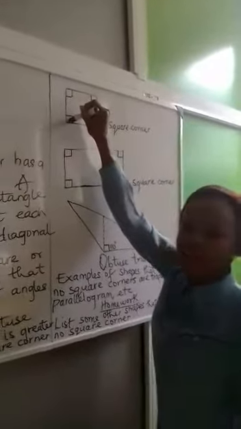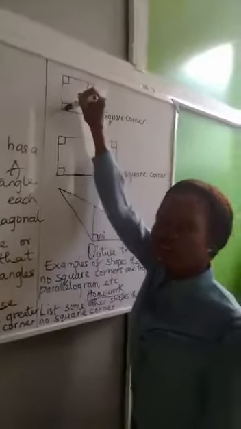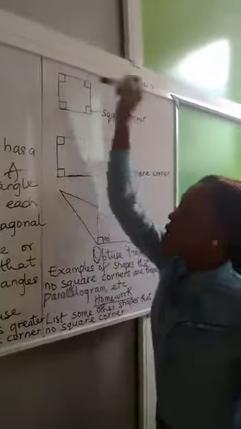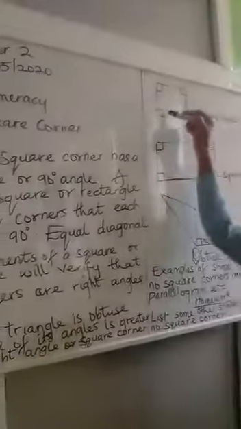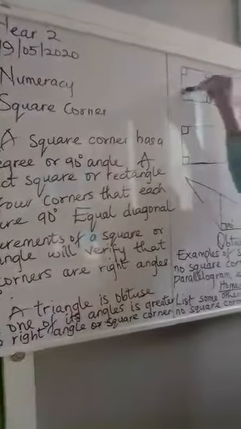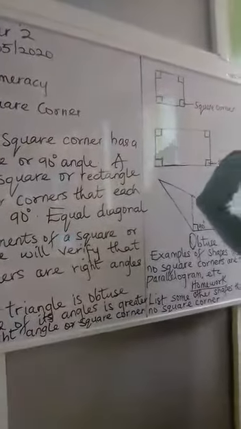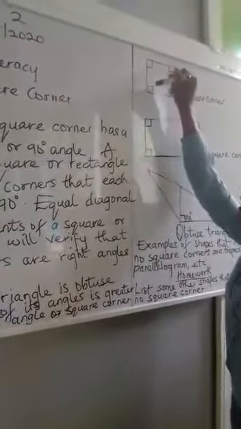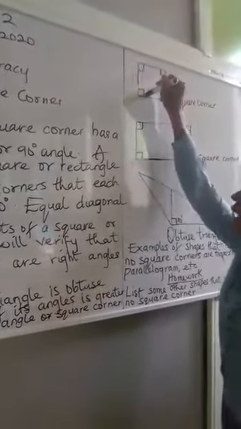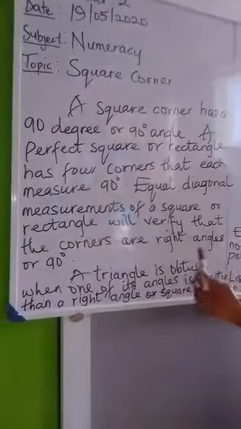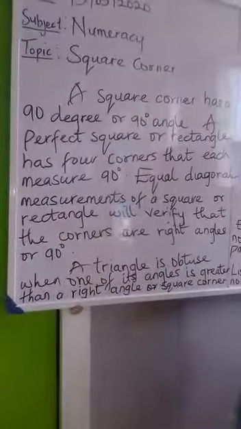So a right angle or 90 degrees corner, square corner, it is shown with what? A small square. Okay, which is what? A right angle. Whenever you see something of this nature, what will come into your mind is what? It shows that this very angle is a right angle that measures what? 90 degrees. Right angles are 90 degrees.